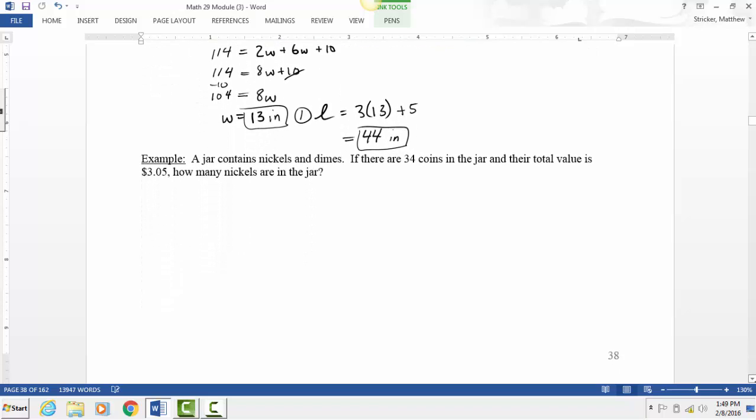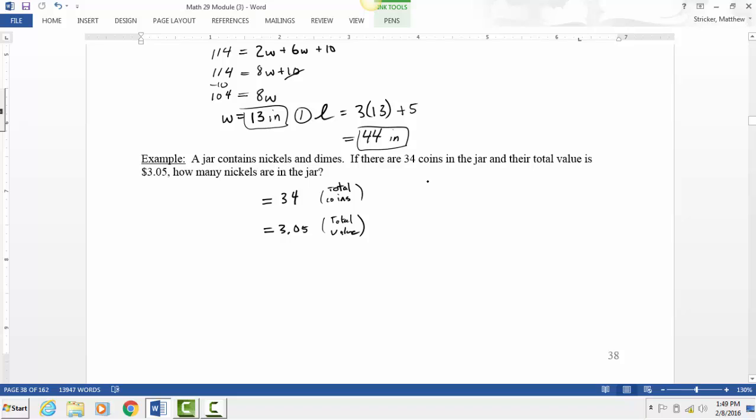The third example says a jar contains nickels and dimes. If there are 34 coins, oh, there's a total, so 34 coins in the jar. This is total coins. And their total value is 305, so that's another total, so we can put equals 305. This is total value.